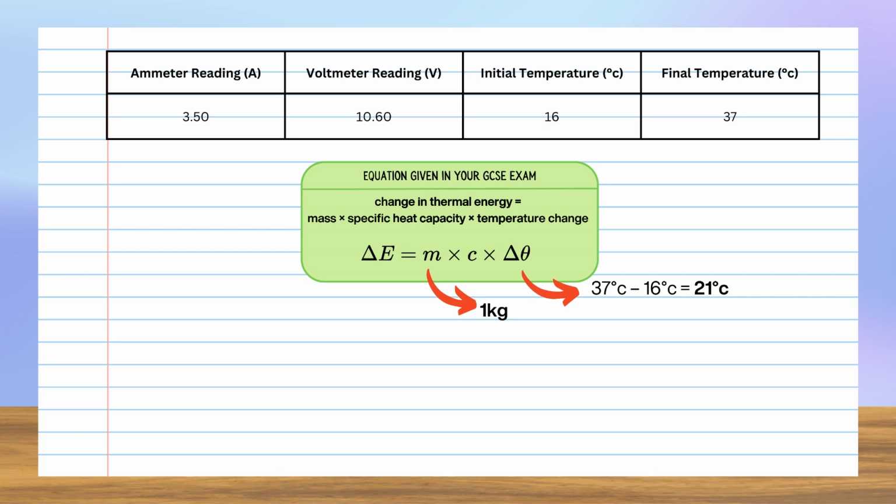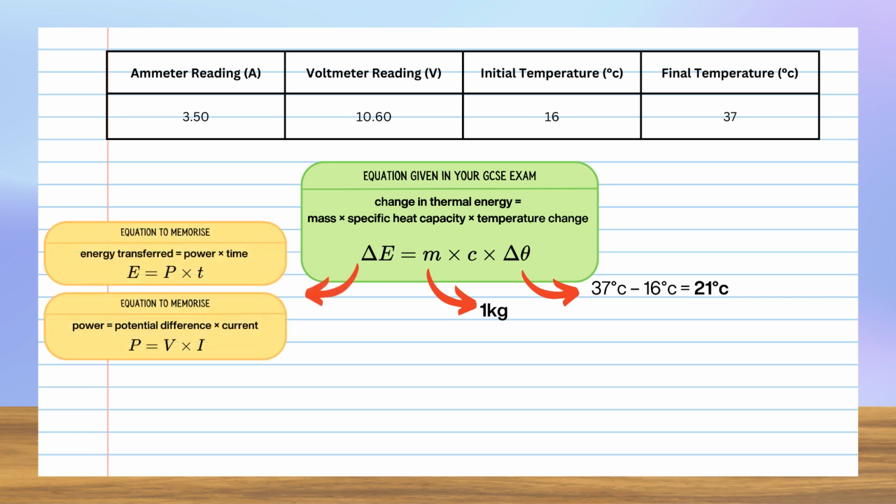Next, we need to calculate the amount of energy that was transferred to the aluminium block. This calculation is slightly more complicated, so let's break it down slowly. First, take a look at these two equations from our electricity module. Don't worry if these don't look too familiar, as they are explained in greater detail in other lessons.